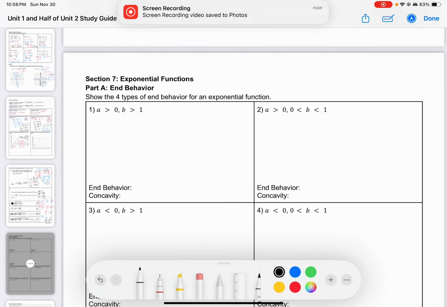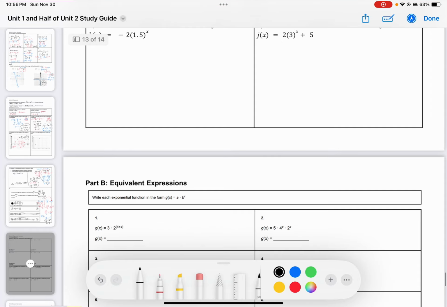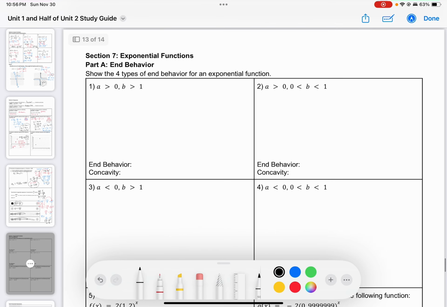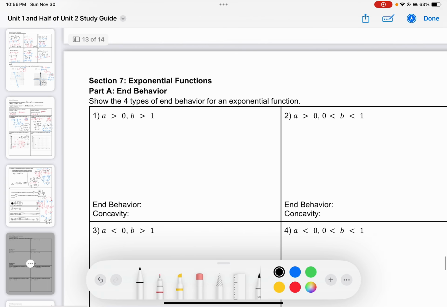All right, last video here. Exponential functions and behavior, part A, and then we'll talk about equivalent expressions. So there are 4 types of end behavior for an exponential function.